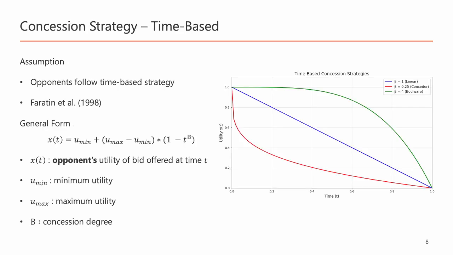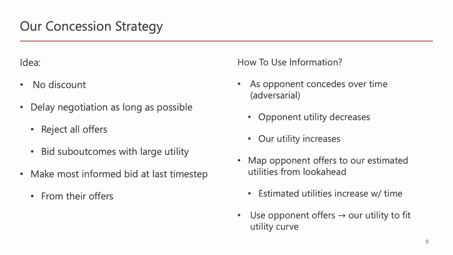We will now go into our concession strategy. We're first going to assume that the opponents will follow a time-based strategy. As time goes on without reaching an agreement, the opponent will begin to offer bids of decreasing utility for themselves, where they start at some maximum utility and will concede to some minimum utility. For our concession strategy, we're going to take advantage that there is no discount in this problem, so we will delay the negotiation as long as possible. The reason is that we want to make the most informed bid at the last time step, and we'll get this information from the opponent offers.